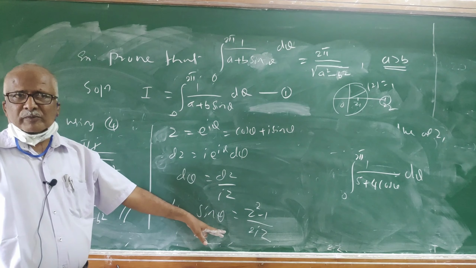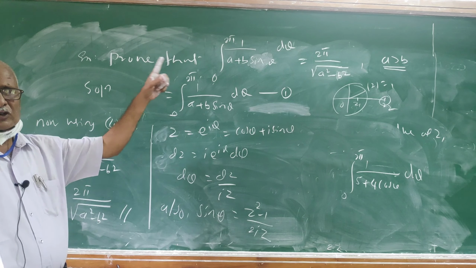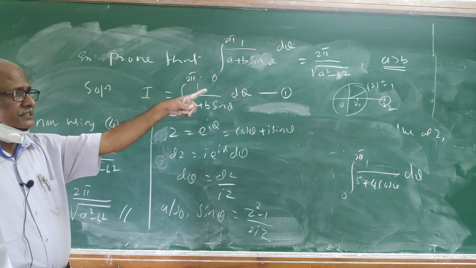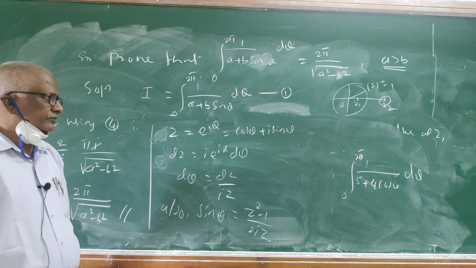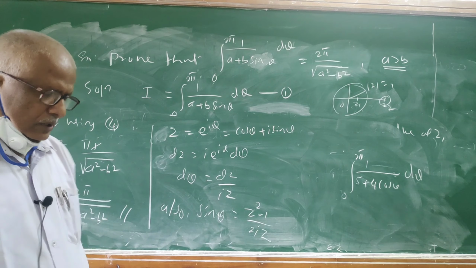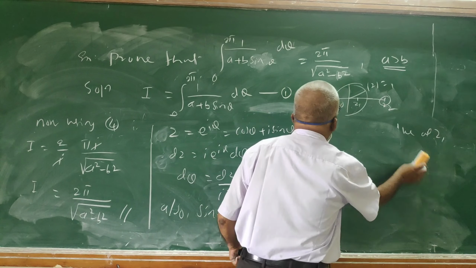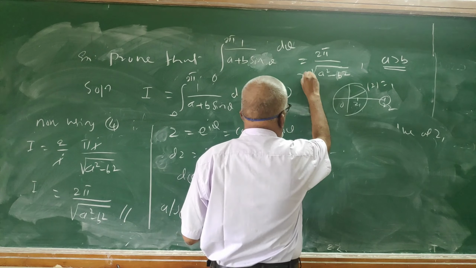Follow the same line of arguments. You will automatically get the value of the line integral equal to again 2 pi by square root of a square minus b square, with the condition that a is greater than b. This is how we can solve the problems. Again you can construct problems on this also.